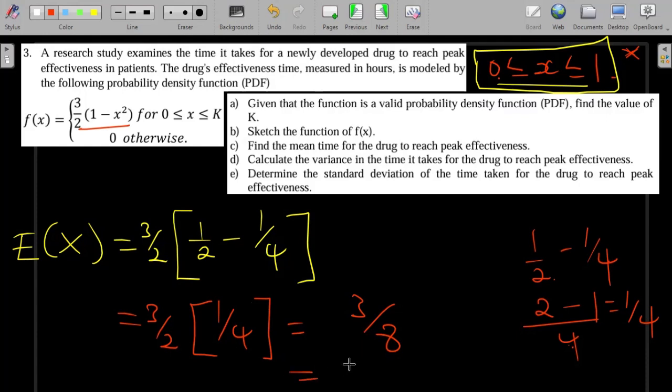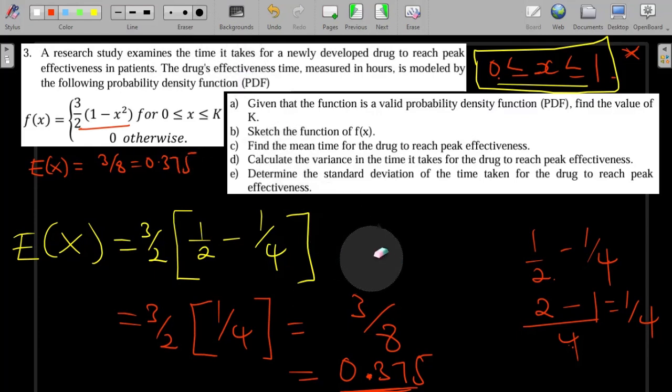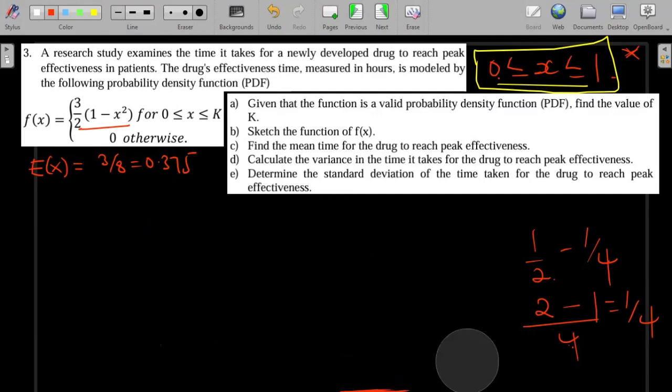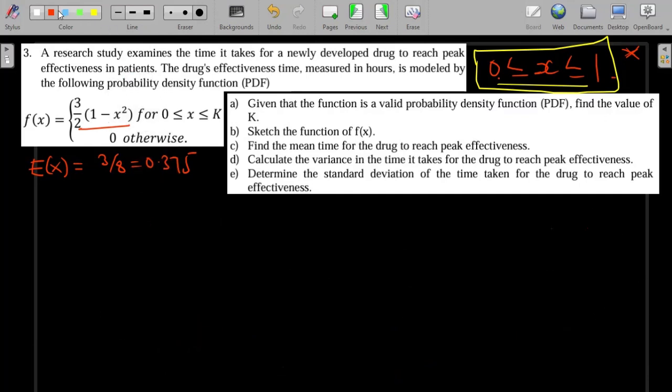We can find it as a decimal to be 0.375. So this will be our mean there. We can keep this mean in case we need to find the variance somewhere. So I have 3 over 8, which is the same as 0.375. So that is our expected value of x, or our mean time for the drug to reach its peak effectiveness.